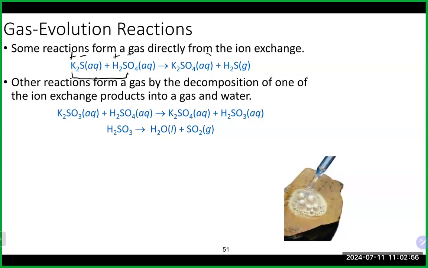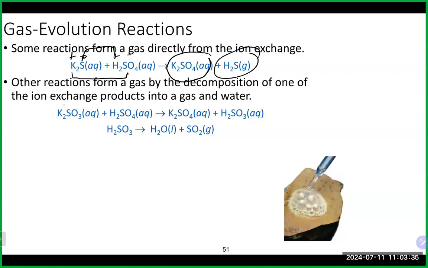Potassium and sulfate will come together to make potassium sulfate. Our hydrogen and our sulfide will come together to make hydrogen sulfide gas. That is hydrogen sulfide gas because the symbol there is G. That is not an acid like hydrosulfuric acid because it's not aqueous. So this is a gas being formed. This is what is sometimes referred to as a direct gas formation as a result of just the two ions switching places. More commonly, probably, is the formation of a gas as a result of something going through a decomposition reaction or breaking apart. And that's what we see here.